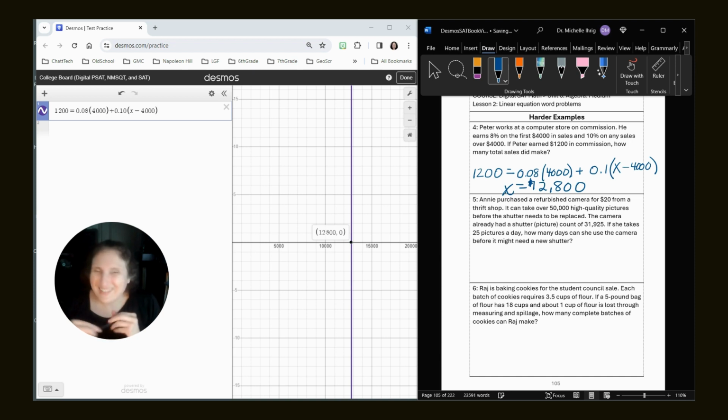All right, moving on. Annie purchased a refurbished camera for $20 from a thrift shop. It can take over 50,000 high quality pictures before the shutter needs to be replaced.